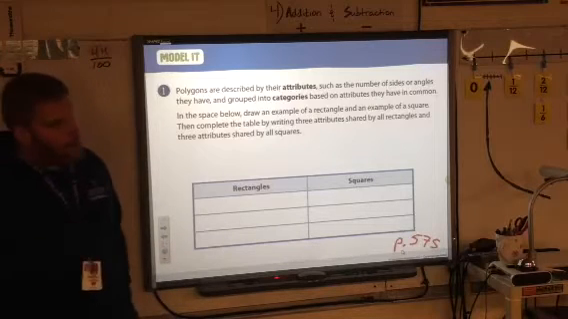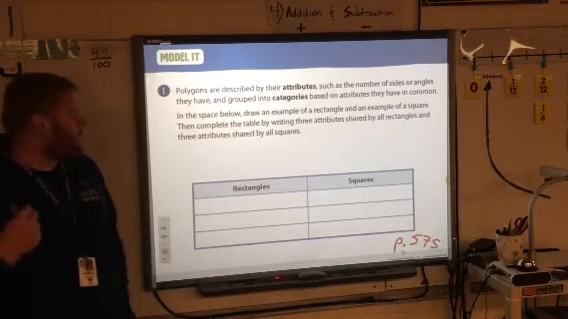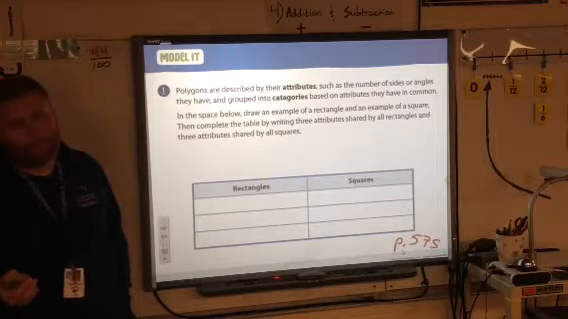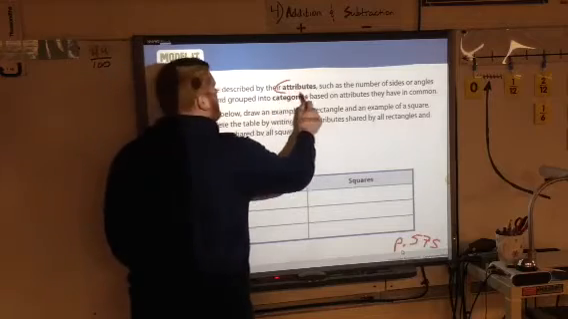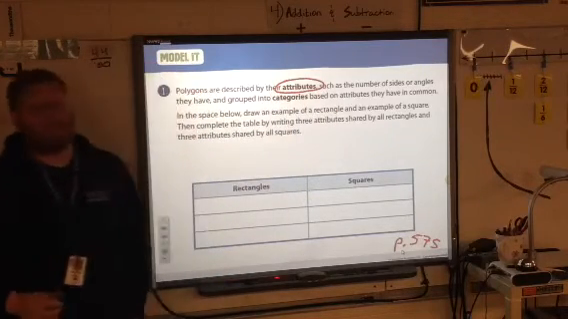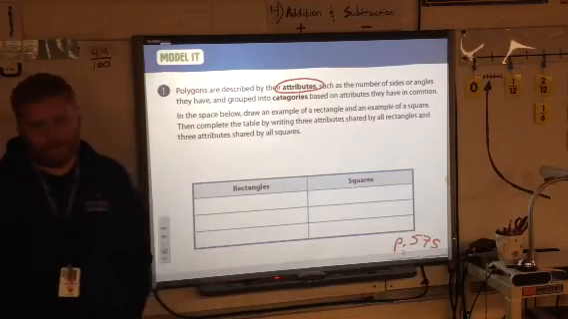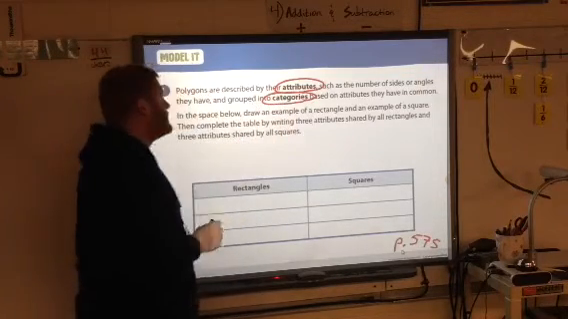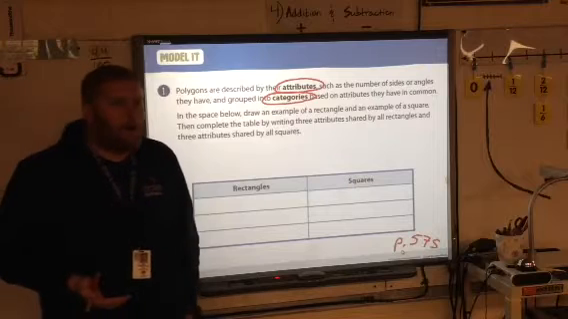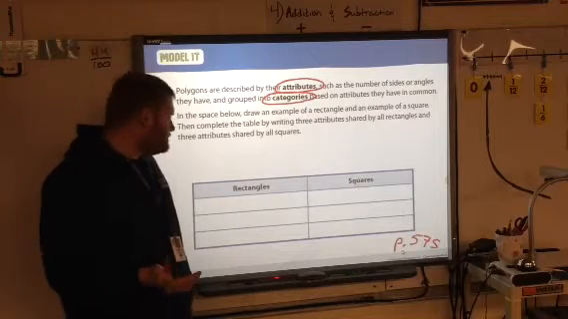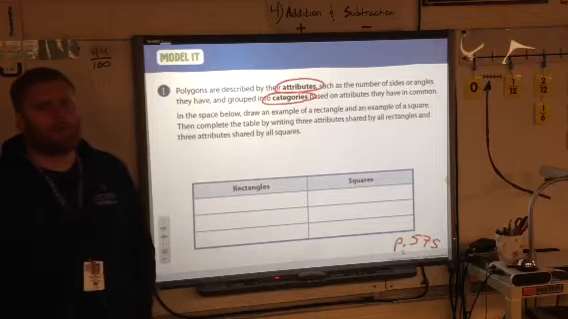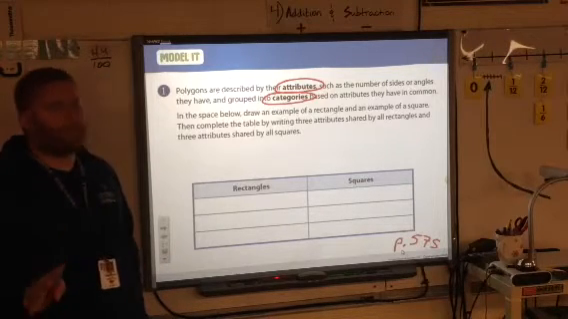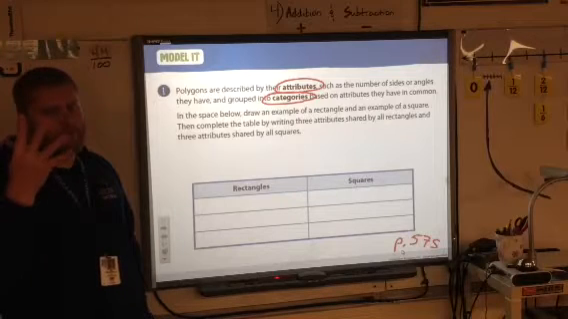All polygons have different characteristics, traits, or attributes that help us describe them. Okay, so attributes, this key word right up here, is just a fancy way of saying different characteristic traits. Also, all of these polygons can be categorized into various categories. A category that we are going to be focused on for these different polygons is quadrilaterals. Quadrilaterals is just a way of saying any shape, any polygon with four sides.